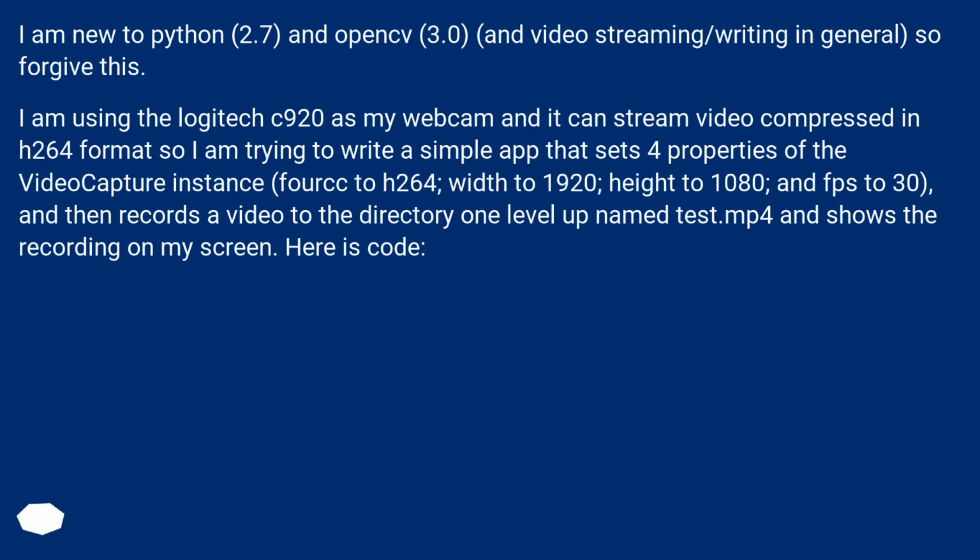am trying to write a simple app that sets 4 properties of the VideoCapture instance: fourcc to h.264, width to 1920, height to 1080, and FPS to 30, and then records a video to the directory 1 level up named test.mp4 and shows the recording on my screen. Here is the code.